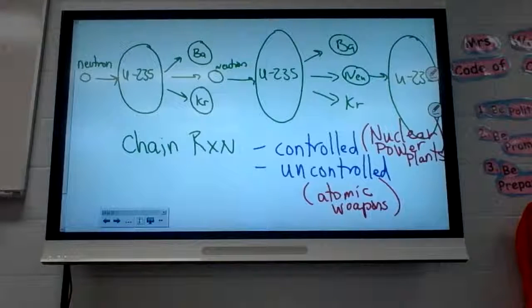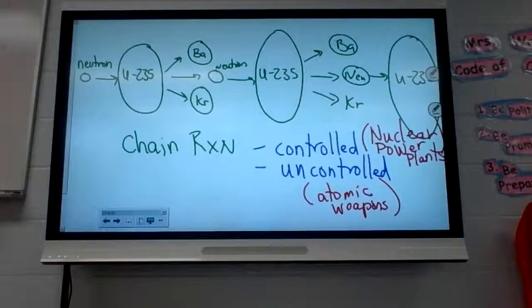So fusion puts it together and combines it, makes a big nucleus, and fission takes it apart and breaks it up. So, when we control it, we can harness the energy for a power plant. We have 3 in North Carolina that I know of. We have 1 outside of Charlotte, 1 outside of Raleigh, and 1 outside of Wilmington.